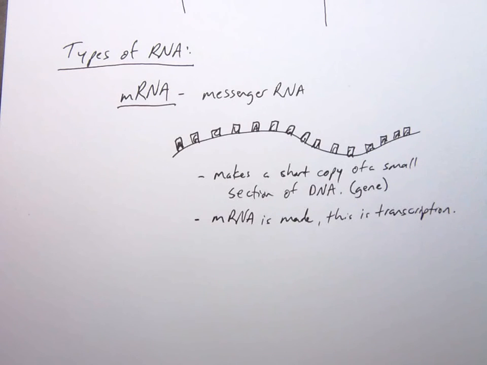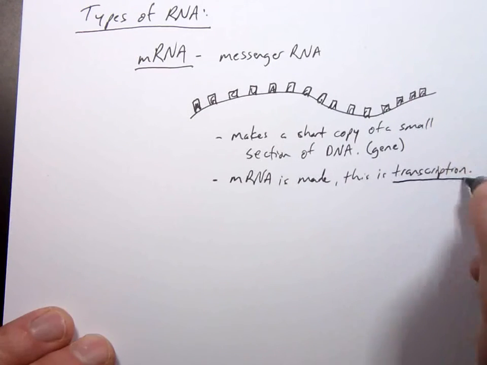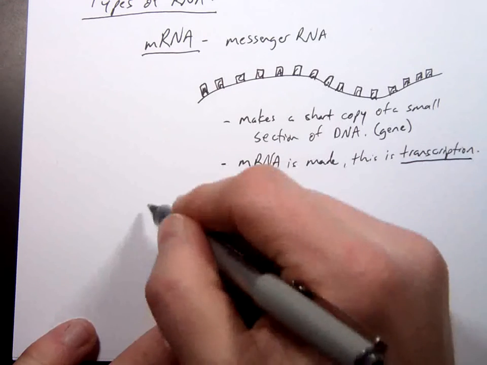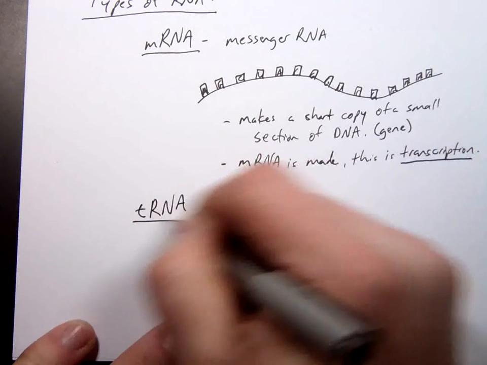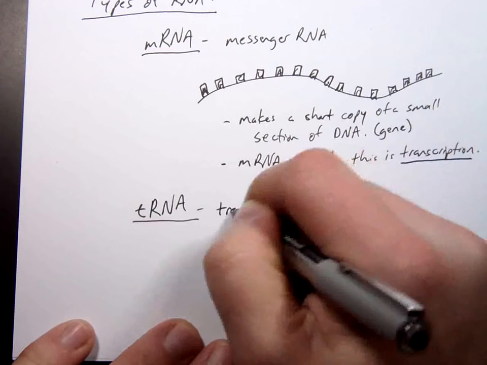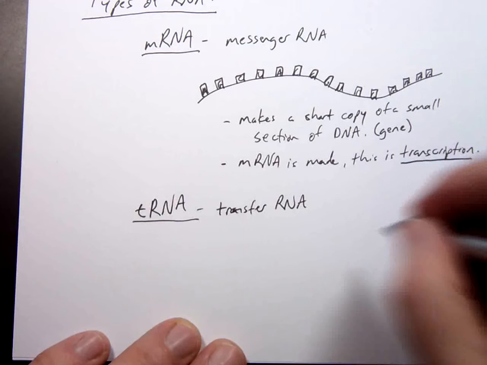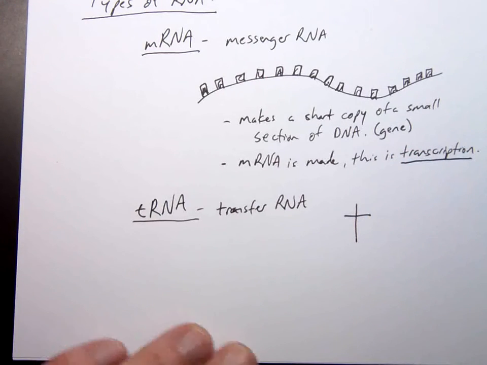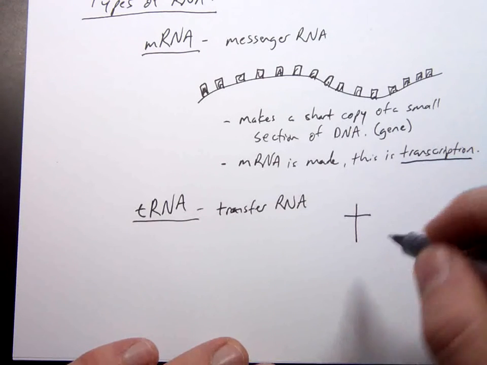Okay, the next type of RNA helps out in the process, and it's called tRNA. Little t, big RNA. It stands for transfer RNA. And kind of cool, it looks like a lowercase t, or like a cross, kind of. But we're going to put something here at the end. So, you ready? Ready.